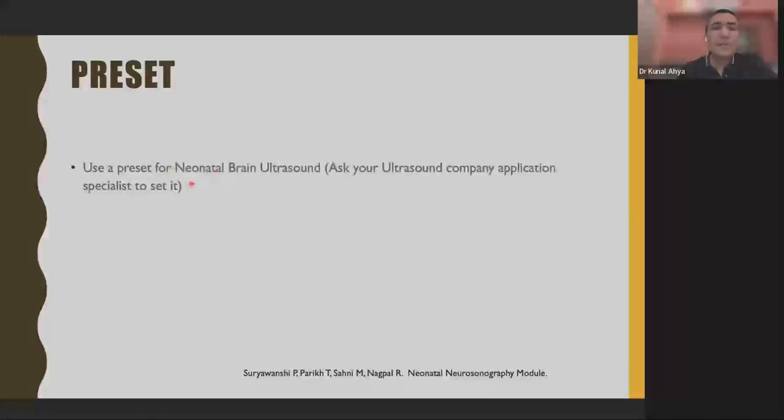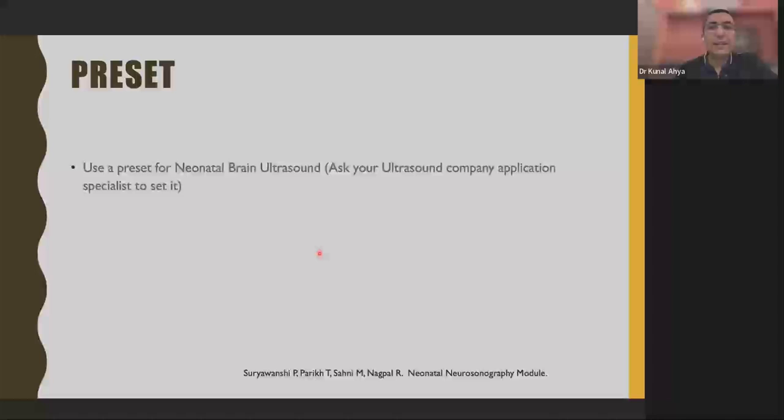And once you select your probe, you know how to keep it. So you will need to select a preset, which Dr. Kamal Arora had wonderfully described. When you start the machine, there is an area, different machines will have a different way. In that, you will have to select a preset, like for echocardiography, you select a pediatric or a neonatal echocardiography. And for neonatal brain, you will select a neonatal brain ultrasound. If you are not able to find it, you will have to ask your machine person, so that he sets the defined frequency, the marker, the depth, the brightness, the gain, all these things are set by the company person.